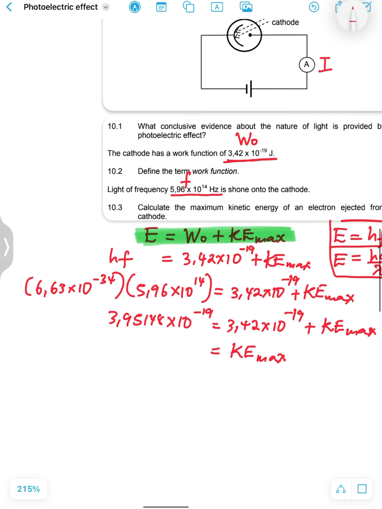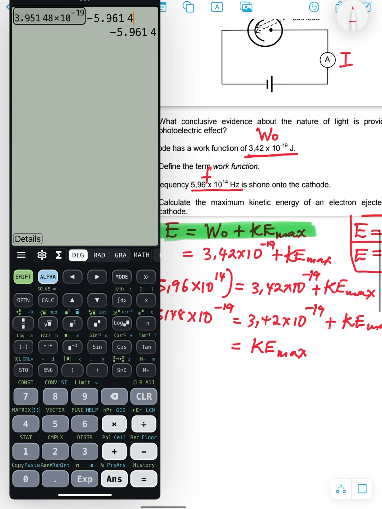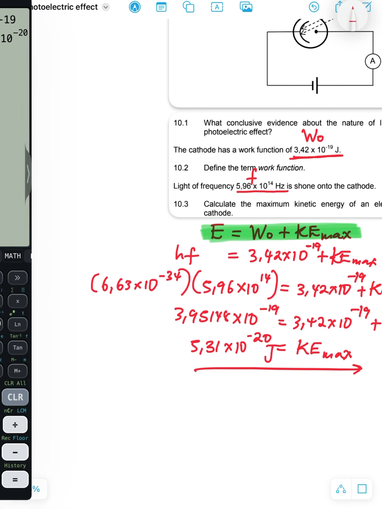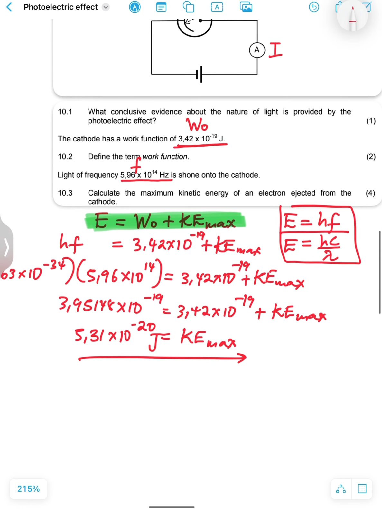Okay, there we go. So now when you subtract that from the left hand side answer, 3.95148 minus 3.42 times 10 to the power of negative 19, it gives you the kinetic energy as 5.31 times 10 to the power of negative 20 joules. So that is the answer for the kinetic energy of electrons.